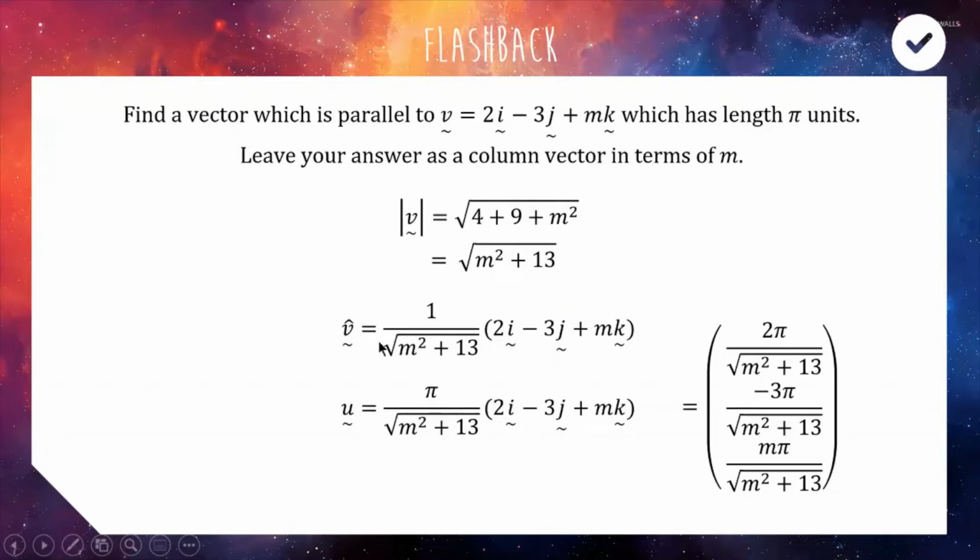Okay, so this is the unit vector parallel to v, and we write that as v with a little hat on. So if this vector has length 1, if we multiply it by pi, it now has length pi. So I'm just going to call this vector u, and this is our answer. We're just going to write this as a column vector, which means we've got pi divided by square root of m squared plus 13 times 2 for the x component, times minus 3 for the y component, and times m for the z component. And there's your answer.